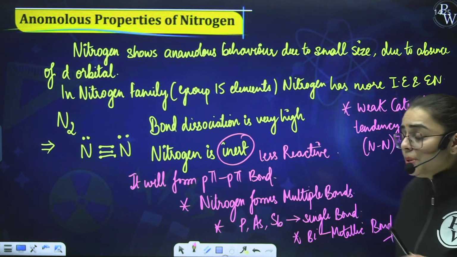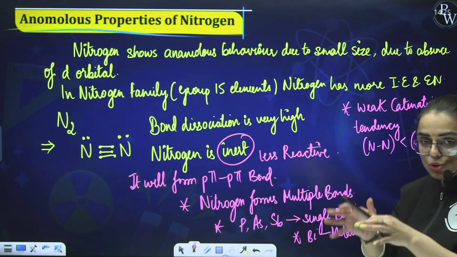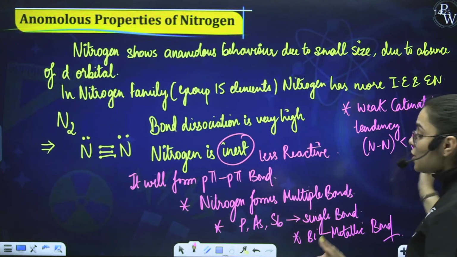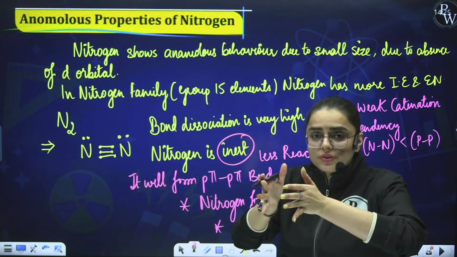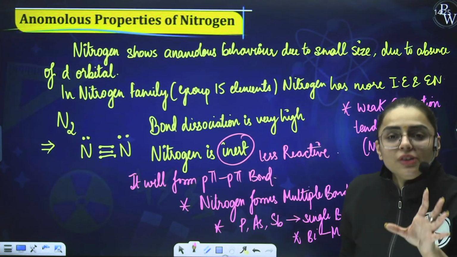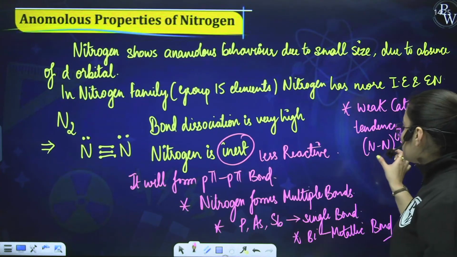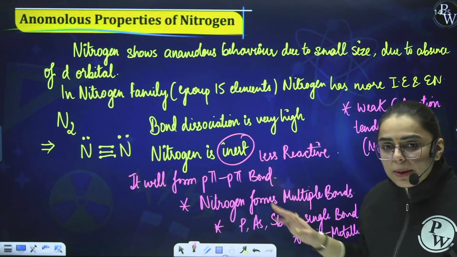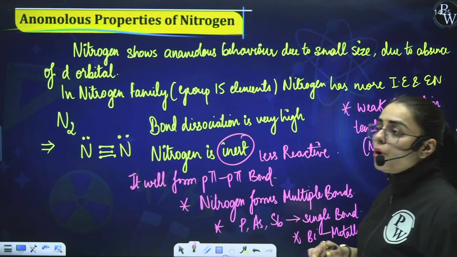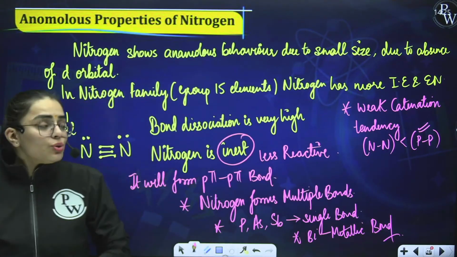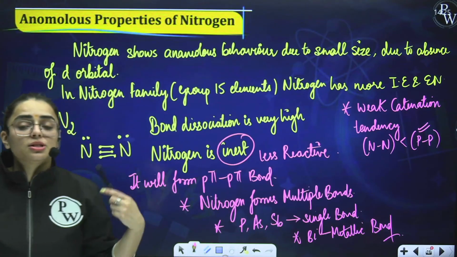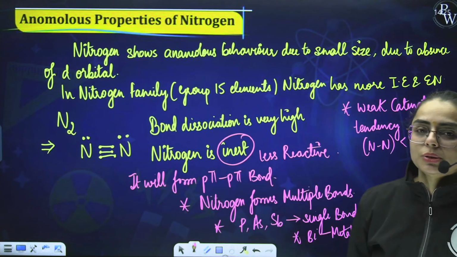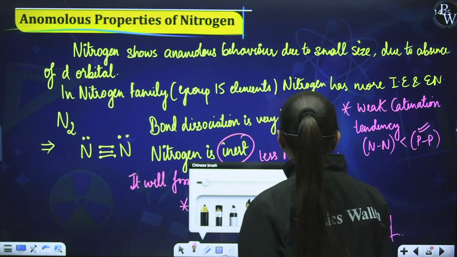Okay, do remember this. Why? Because when nitrogen forms a single bond with nitrogen itself, the lone pairs on the nitrogens will repel each other and the bond will break. But for phosphorus, the single bond between phosphorus and phosphorus is retained because they are bigger in size. Is it clear to you? I guess now this is clear to all of you. Okay. One more thing about nitrogen, it has a maximum covalency of 4.